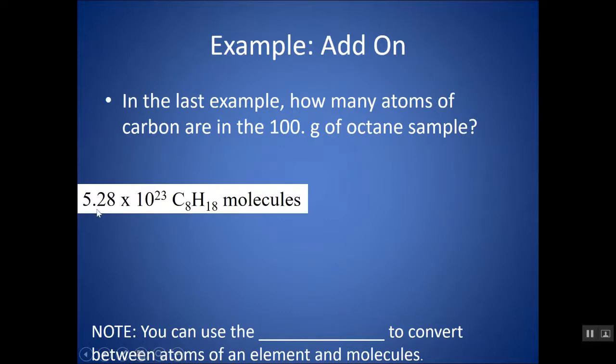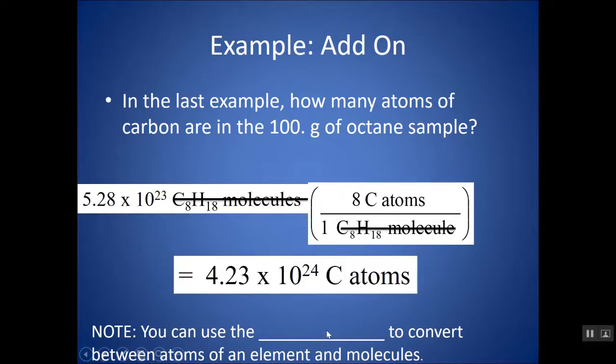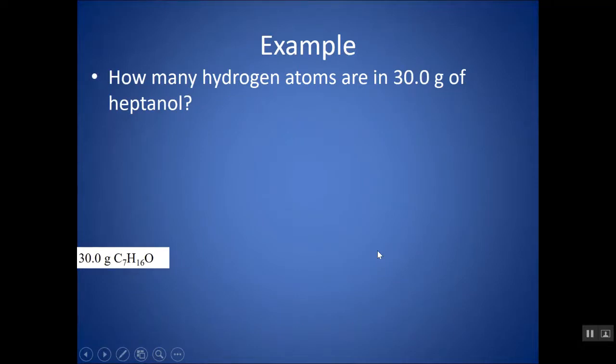So all I do is, here's that number of molecules from the last example. Okay, I'm using the subscripts as a conversion factor. There are 8 carbon atoms for every 1 C8H18 molecule, and the molecules would cancel out, and I'm left with atoms. And this is why I said I like to be super specific about my unit, and this is really going to help guide what my next conversion factor might be. Now I'm changing from molecules into atoms. And keeping 3 sig figs, here's my answer. Notice it's 8 times the amount. So as a note, you can use the subscripts to convert between atoms of an element and molecules for these molecular compounds. Take a moment and give this one a try.